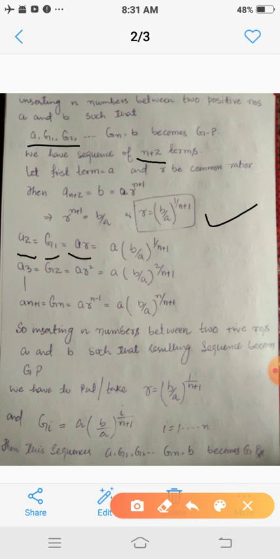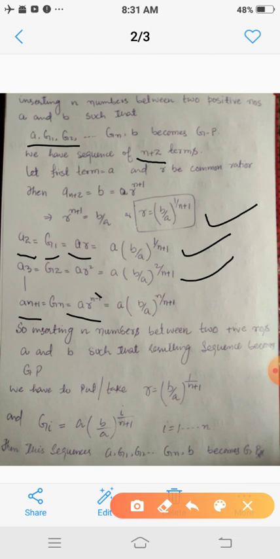Now a2, the second term of this GP, is g1. It is ar, because ar is the second term of the GP, which is a into b by a raised to power 1 by n plus 1. Similarly, a3 is g2, equal to a into b by a raised to power 2 upon n plus 1. Similarly, the n plus 1th term is gn, which is a r raised to power n. Sorry, here it is a r to the n, because gn is the n plus 1th term.